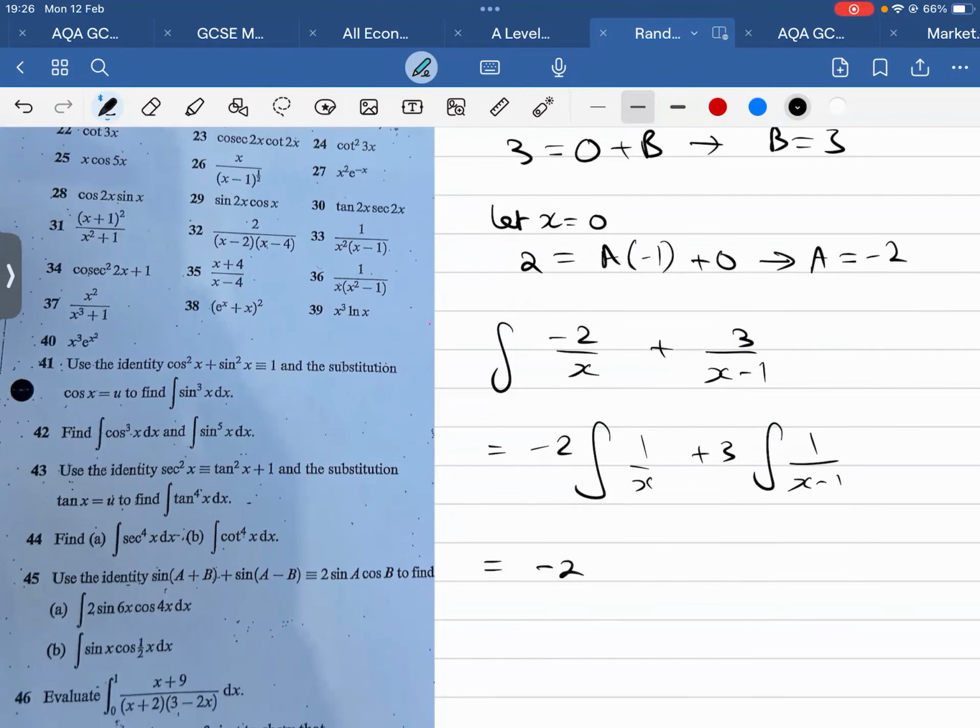Minus 2 ln x. Plus 3 ln x minus 1. That's how easy it is. Plus c. Don't forget plus c. But if you don't mess up and do to the power minus 1, partial fractions or any fractions always become log. So this would have been wrong straight away. It's still log, but you're writing it in a way that will make you get confused because you're going to try and raise the power up. Cool.